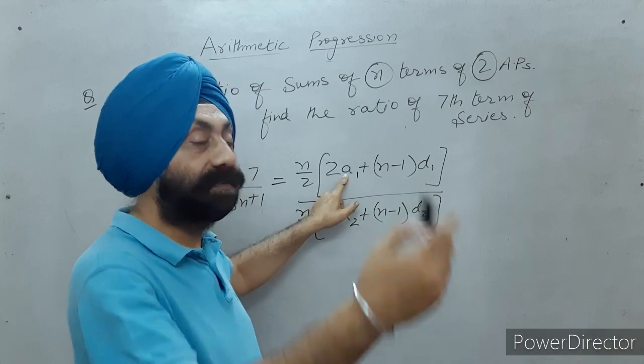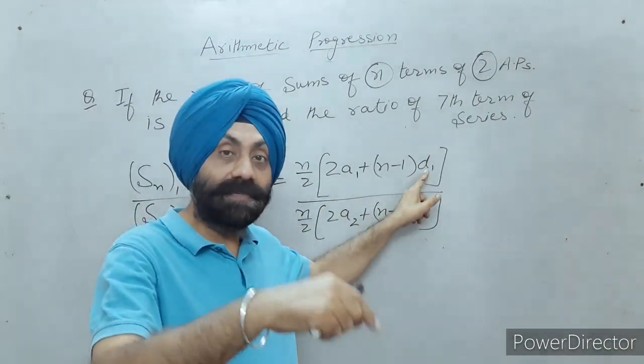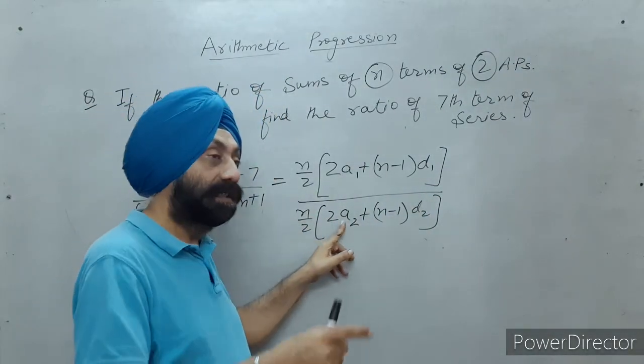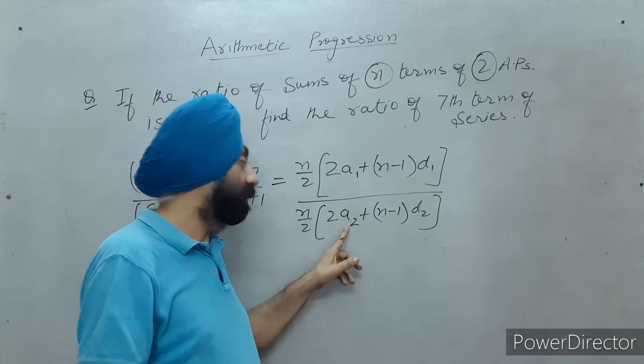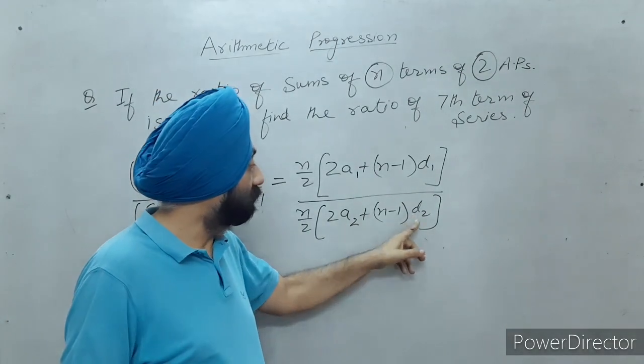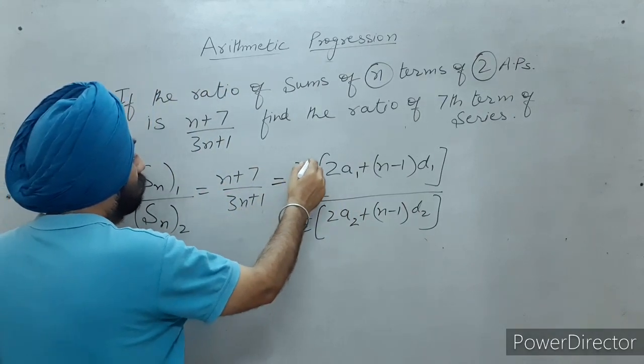So first term in the first AP I have taken as a1. The common difference in the first AP I have taken as d1. The first term in the second AP I have taken as a2. And common difference in the second AP I have taken as d2. This is given to me as n plus 7 upon 3n plus 1.